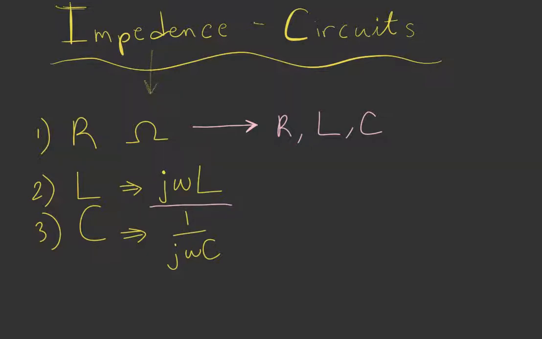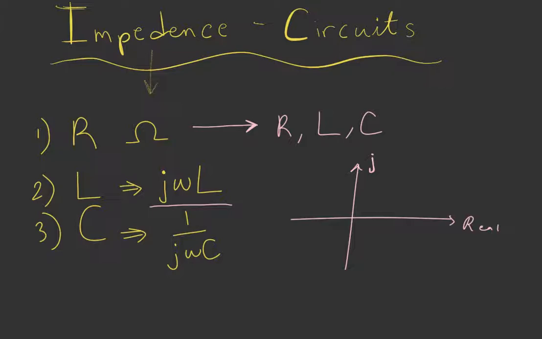What the j means is that we're dealing with complex numbers. Remember, the x-axis is your real axis, and the y-axis is your imaginary axis. Instead of using an i, we're just going to use a j. The reason is to not confuse the i for current with the i for imaginary. So we use j for imaginary.